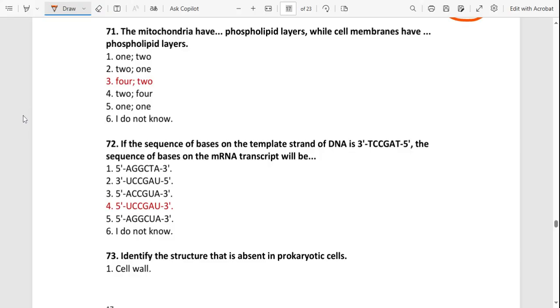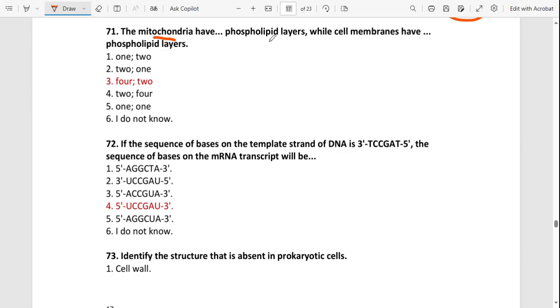The mitochondria have dash phospholipid layers, while cell membrane have dash. Okay. So the mitochondria has got 4 phospholipid layers. You know the meaning of that? The mitochondria has got a phospholipid bilayer. The cell membrane also has got a phospholipid bilayer.